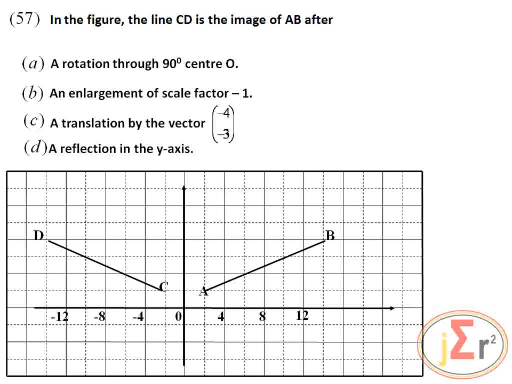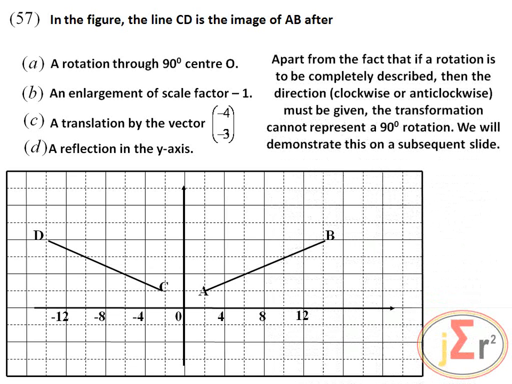In the figure, the line CD is the image of AB after which one of these transformations? A rotation through 90 degrees, center O, which is the origin; an enlargement of scale factor -1; a translation by the vector -4, -3; a reflection in the y-axis. Apart from the fact that if a rotation is to be completely described, then the direction, clockwise or anticlockwise, must be given, the transformation cannot represent a 90 degrees rotation.